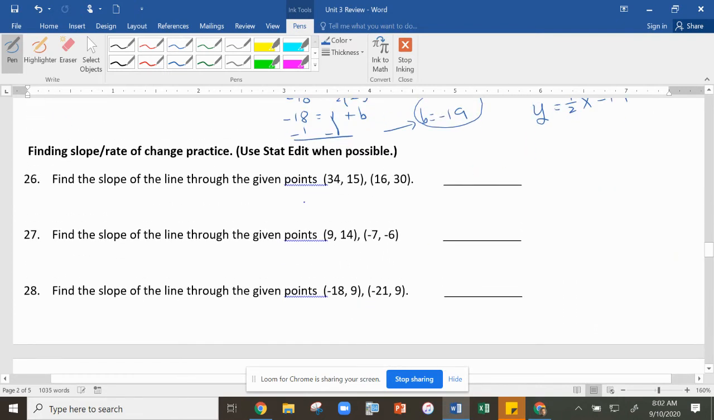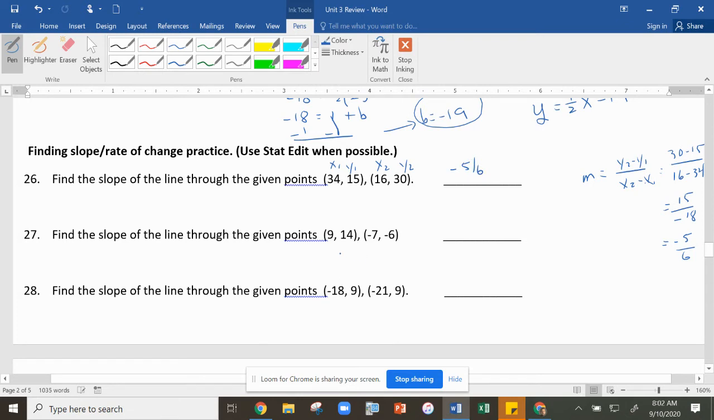All right, I want you to find the slope as a rate of change. So you can use StatEdit if you have the TI-84 calculator. It's the fastest way. Or you can do the slope formula. So slope formula, remember I'm going to do x1, y1, x2, y2. And I'm going to put it into the formula y2 minus y1 over x2 minus x1. And so I'm going to get 30 minus 15 over 16 minus 34. And then we reduce that down. You're going to get 15 over a negative, use your calculator, 16 minus 34 is -18. And then reduce that down even further, but 3 will go into both. And so you end up with -5 over 6 as your slope.